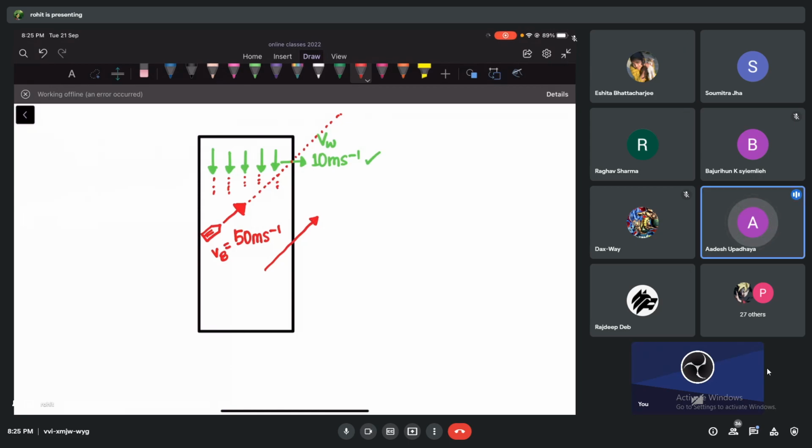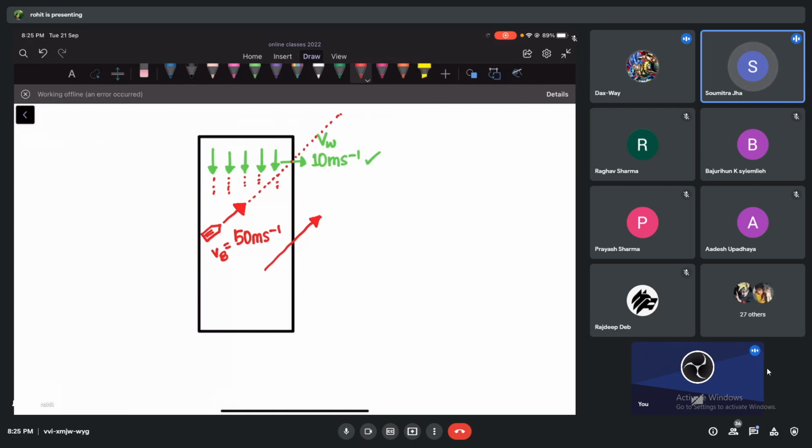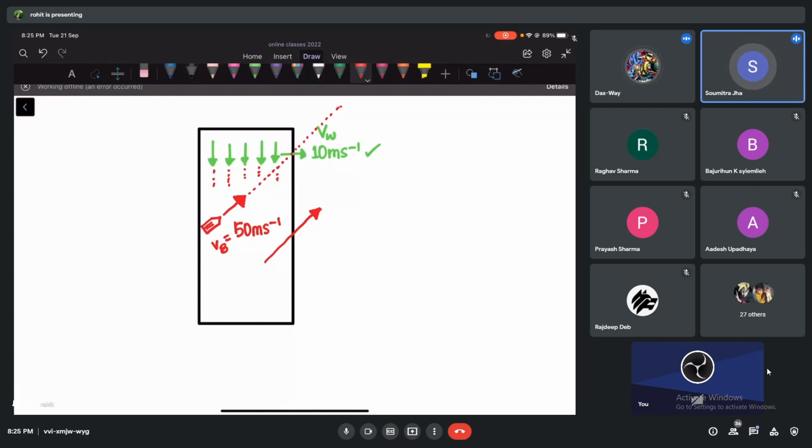Sir, it will go, but with a slower speed. Do you think it will go in that direction, guys? That's the question actually. No, the boat cannot go in that direction, towards the direction of the water.